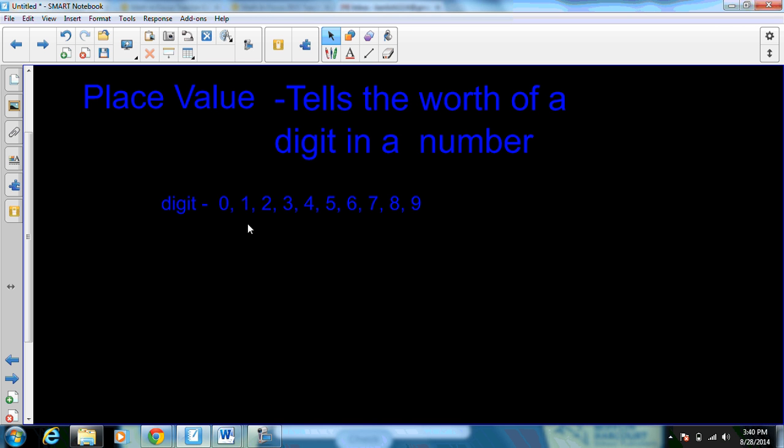220 is not a digit. A digit is one single number. So it's all the numbers listed here. So place value tells you the worth of a digit by where it's at in the number. So say for instance, I have these digits.